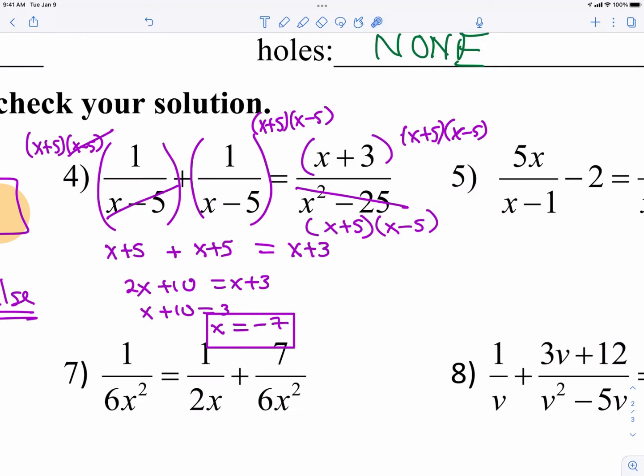And if x is negative 7, it does not make the denominators become 0. So this is going to be okay. So our solution is x equals negative 7.